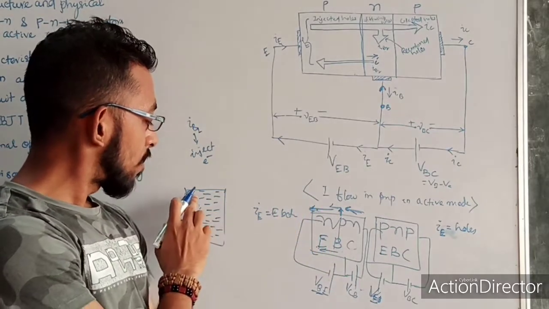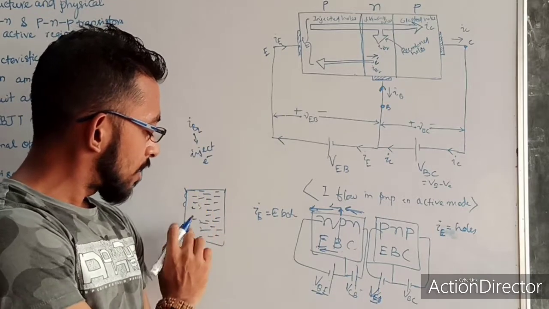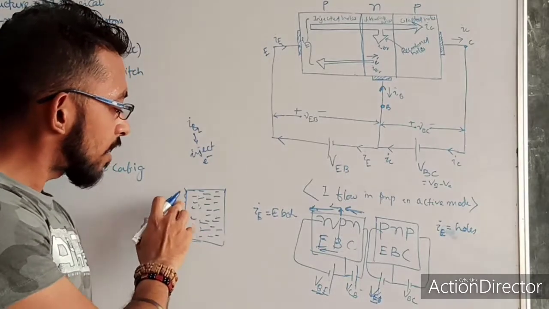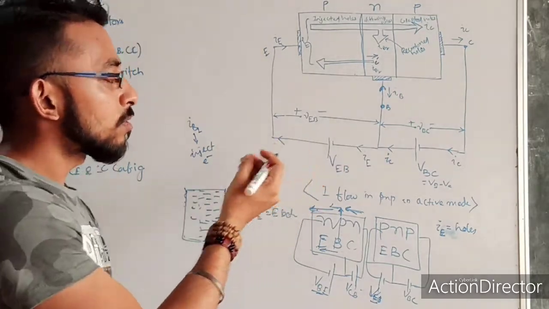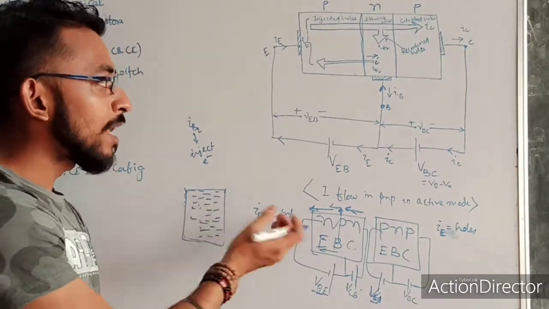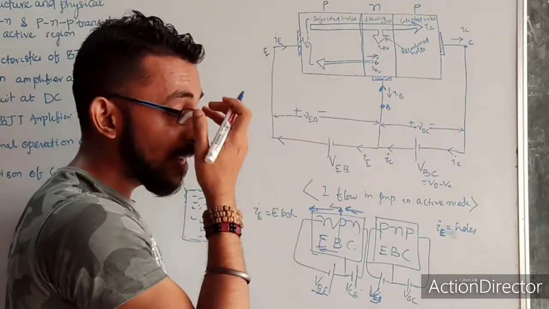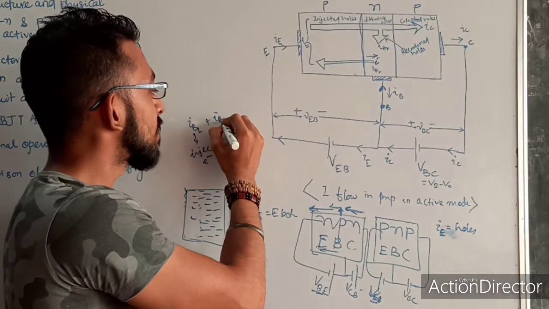If recombination was not the case, then the same number of negative charges would already be present in the base, so there would be no need to supply extra electrons. Because of recombination, these electrons recombine with the holes and become neutral, so the number of majority charge carriers decreases in the base. That's why, to maintain that, I have to supply extra electrons. So because of that extra electron, the second current comes, IB2.